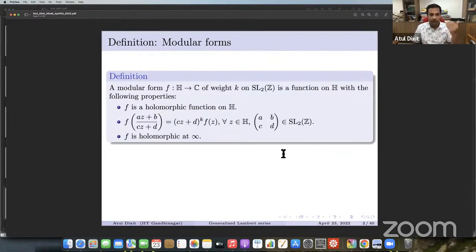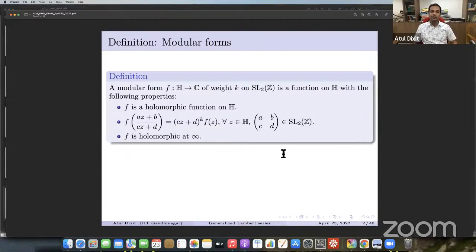So if we have F evaluated at AZ plus B over CZ plus D, then that gives us back F, along with this factor CZ plus D to the power K, where K is the weight of the modular form. And the other condition that we need is F is holomorphic at infinity, because of which we have the Fourier expansion, whose coefficients have nice arithmetic properties.